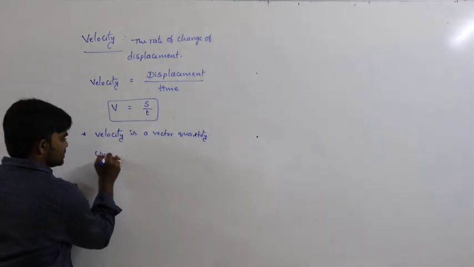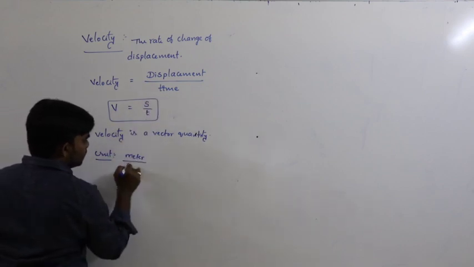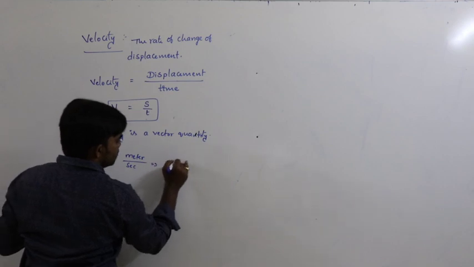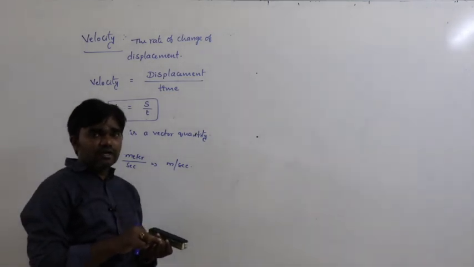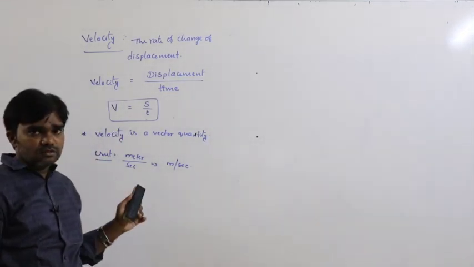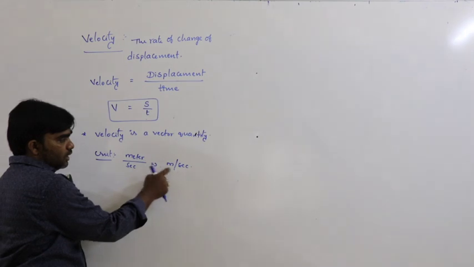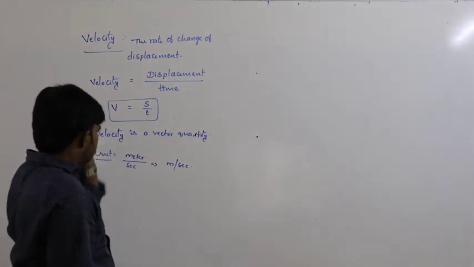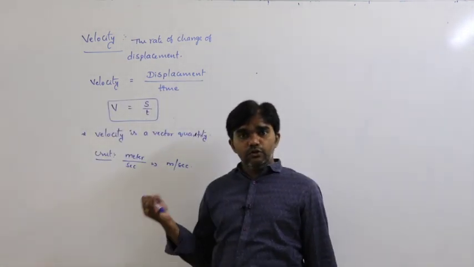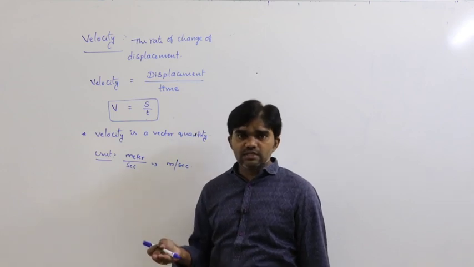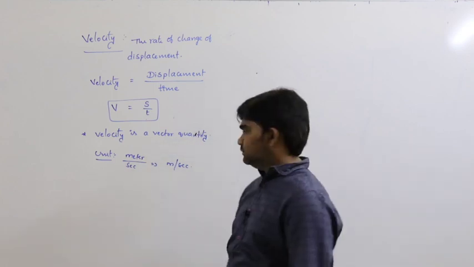And what is the unit? Displacement can be measured in meters and time can be measured in seconds, so the unit is meter per second. That means speed and velocity must have the same unit and dimension. That's why velocity is a vector quantity and its unit is meter per second. And here also we have different types, just like speed: uniform velocity, non-uniform velocity, average velocity, and instantaneous velocity.